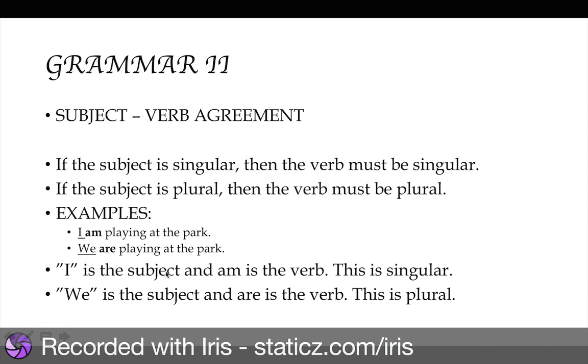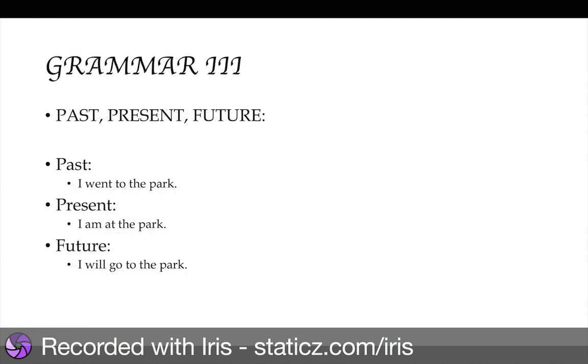Over here, I explained that I is the subject and am is the verb, which makes it singular. We is the subject and are is the verb. This makes it plural. So for grammar 3, we have the past, present, and future. For the past, we have I went to the park. I went. So you had gone to the park.